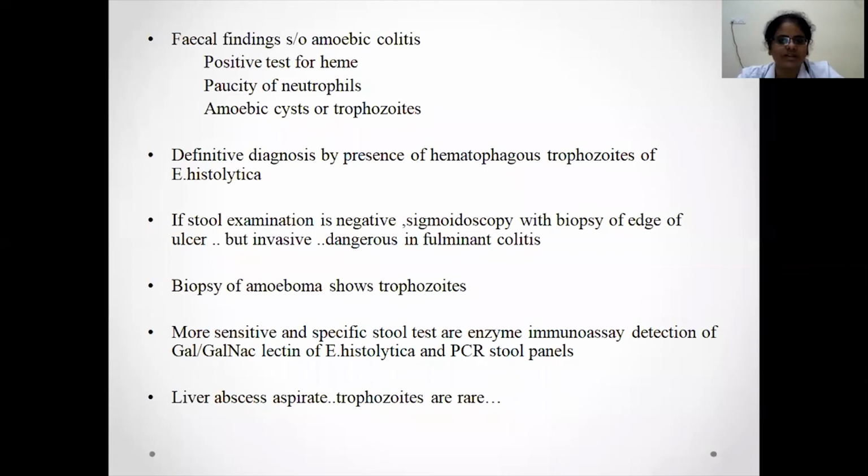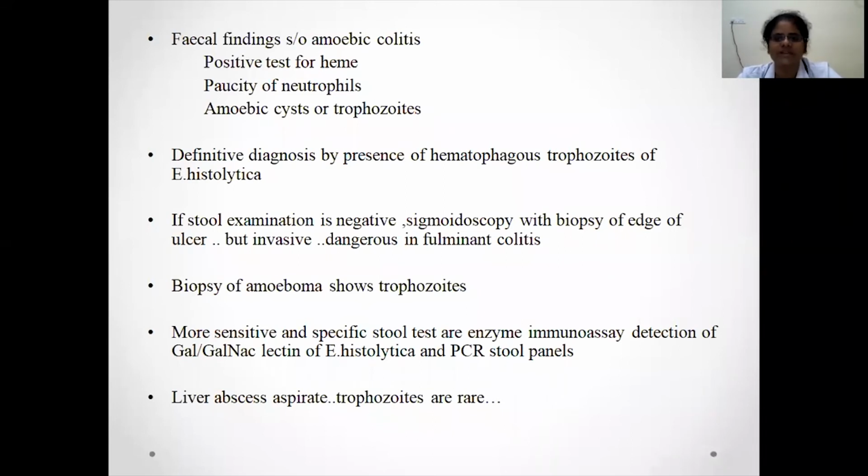So positive test for heme. Paucity of neutrophils, as these neutrophils are damaged. So paucity of neutrophils will be there. Amoebic cysts or trophozoites can be seen. Usually these amoebic cysts are viable for months in moist environment, but the trophozoites die immediately.